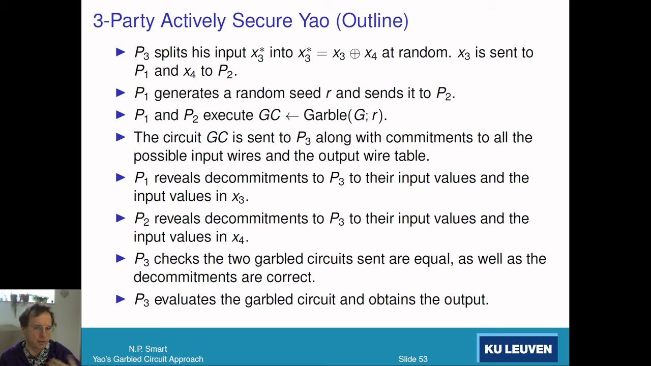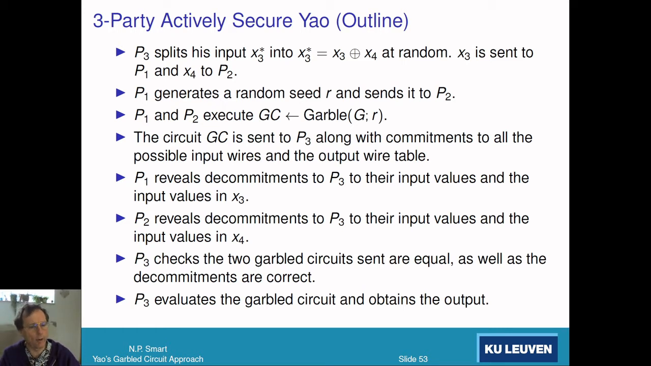This garbled circuit is sent by player 1 and player 2 to player 3, along with commitments to all the possible input wires and the output wire tables. At this point P3 can check whether the two garbled circuits are equal. P1 also decommits to player 3 their input values, and the input values in x3. And P2 also decommits to their input values and the input values in x4.